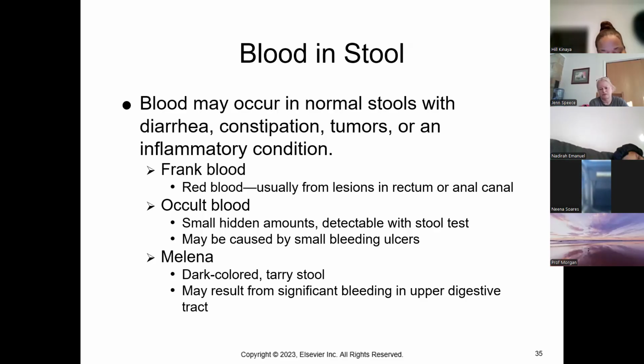Occult blood is a small amount of hidden blood. You cannot see it with your eyes, but if we do a guaiac or occult blood test, we'll be able to pick it up. Occult blood is usually caused by small bleeding ulcers in the stomach or the small intestines. Melena is a dark colored, tarry stool. That typically comes from bleeding that's higher up in the digestive tract. Intestinal bacteria have already acted on the hemoglobin, causing that dark black color.